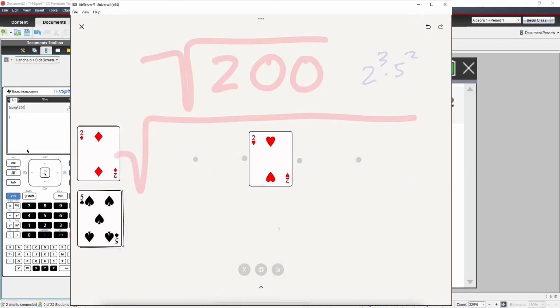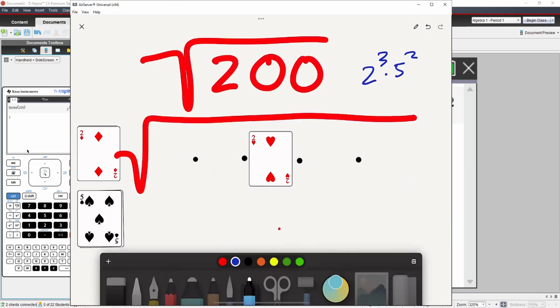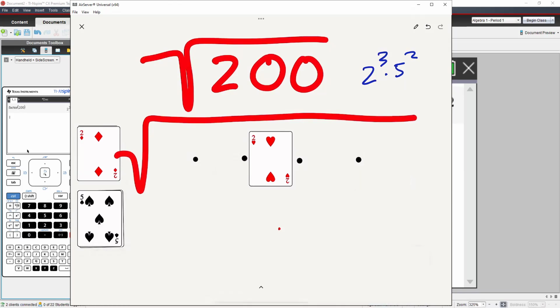There's nothing else I can bring out. So I'm left with the square root of 2, and out here I've got a 2 and a 5, so that's 2 times 5. The simplified radical is going to be 10 times the square root of 2. Okay, that's it. Now let's do another one.